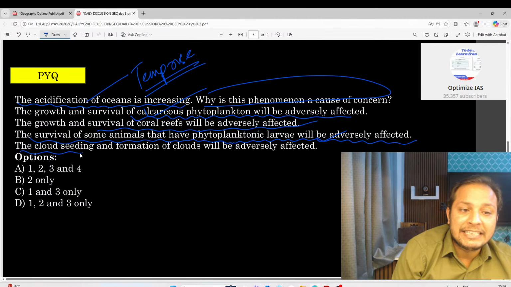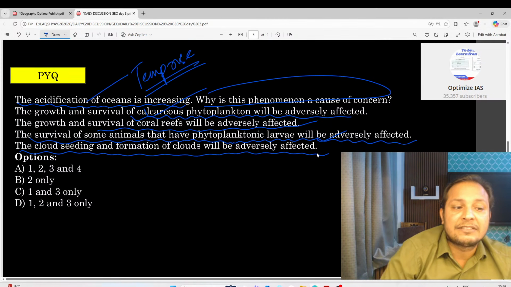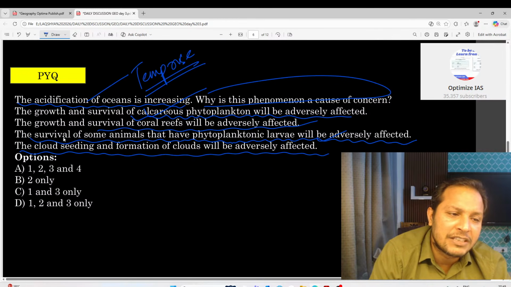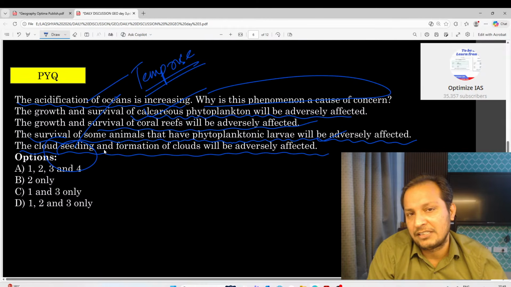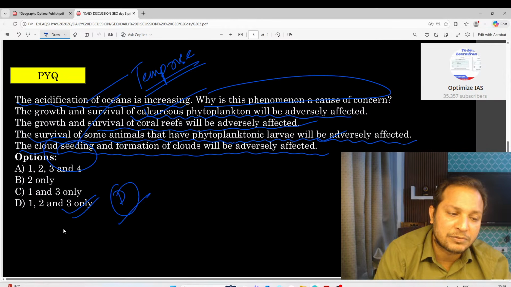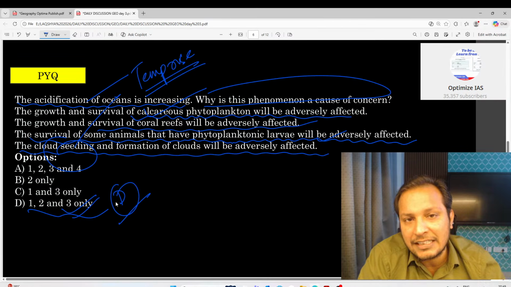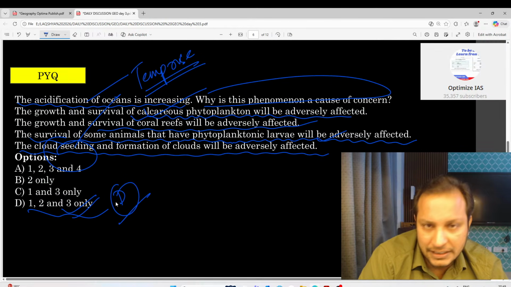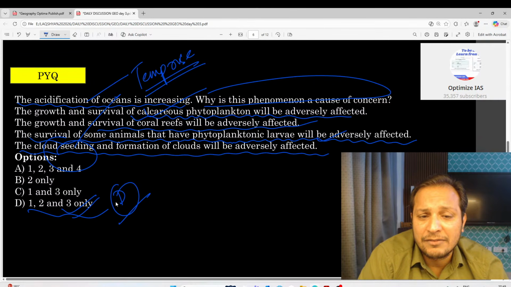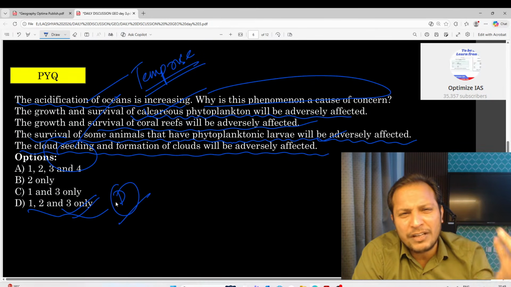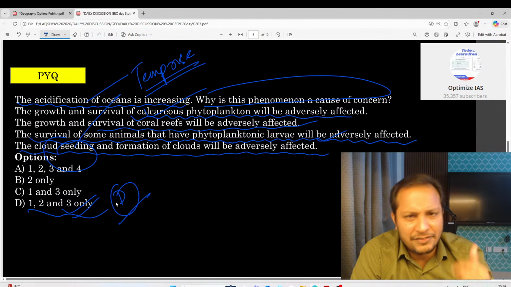The cloud seeding and formation of clouds will be adversely affected. Cloud seeding has nothing to do with ocean acidification. So statement 4 is not correct. Answer is option D, 1, 2 and 3.